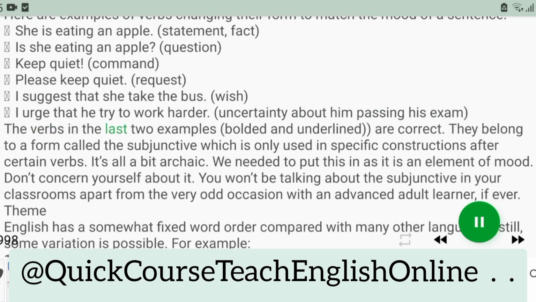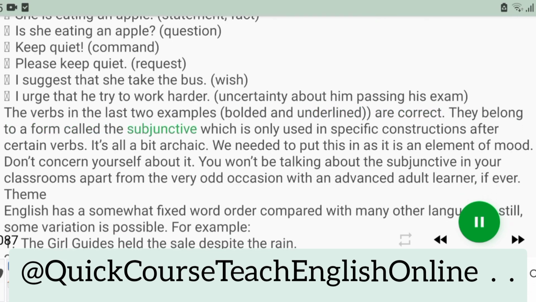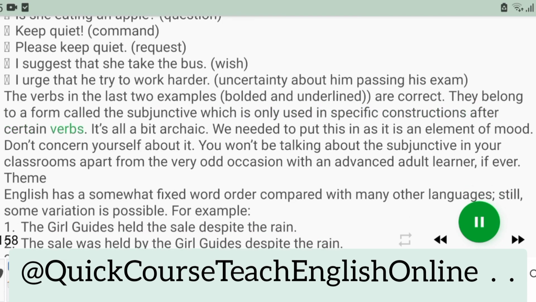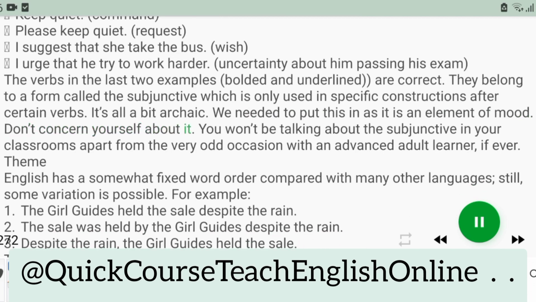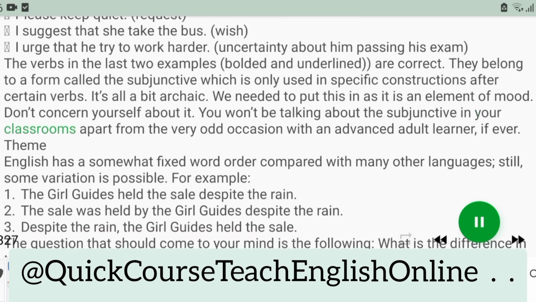The verbs in the last two examples, bolded and underlined, are correct. They belong to a form called the subjunctive, which is only used in specific constructions after certain verbs. It's all a bit archaic. We needed to put this in as it is an element of mood. Don't concern yourself about it. You won't be talking about the subjunctive in your classrooms apart from the very odd occasion with an advanced adult learner, if ever.